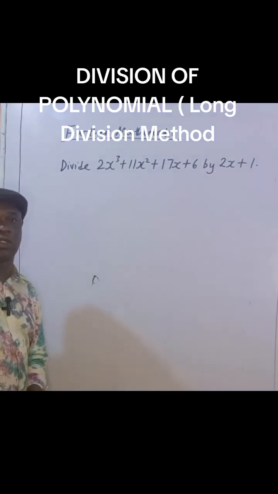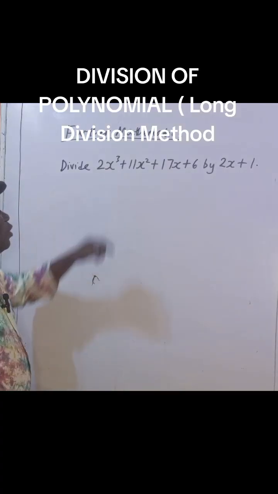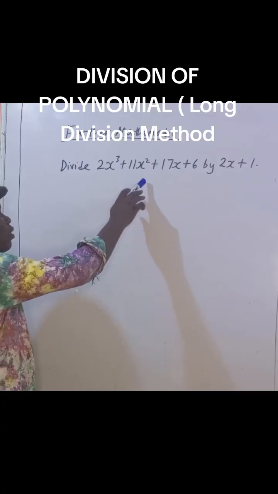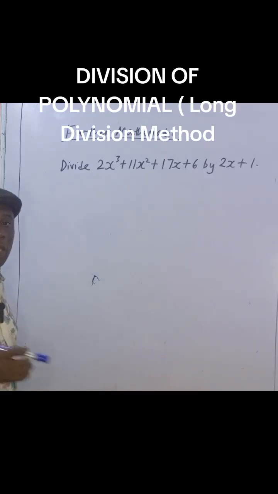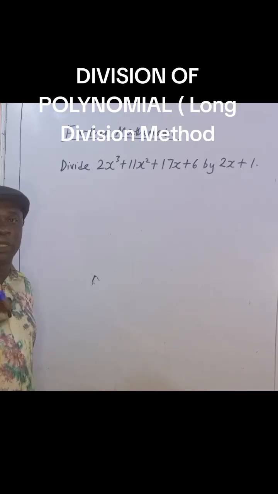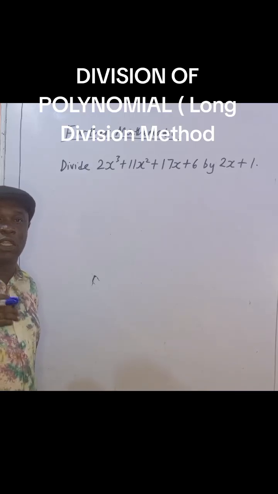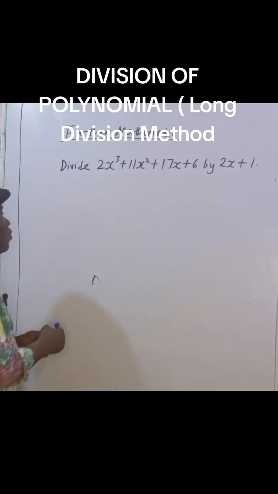Let's try and come together to solve the question on the board. Divide 2x cubed plus 11x squared plus 17x plus 6 by 2x plus 1. This question is an example of a polynomial, and we're going to use the long division method to solve this.